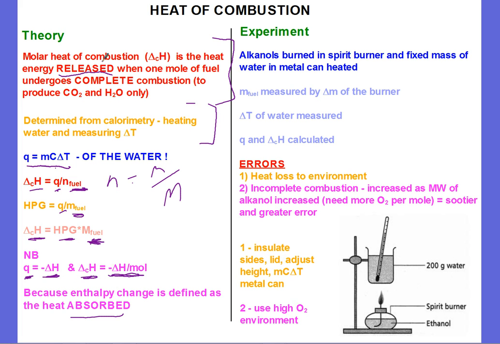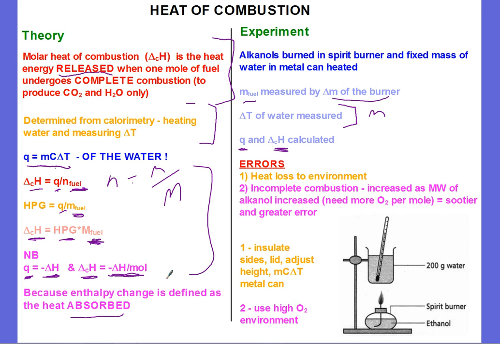In our experiment, we burned alkanols in a spirit burner, and we heated a fixed mass of water in a metal can. We figured out the mass of the fuel by measuring the change in mass of the burner. We measured the temperature change of the water, and also knowing the mass of the water, we could calculate the heat released and therefore the molar heat of combustion using these equations we talked about over here.